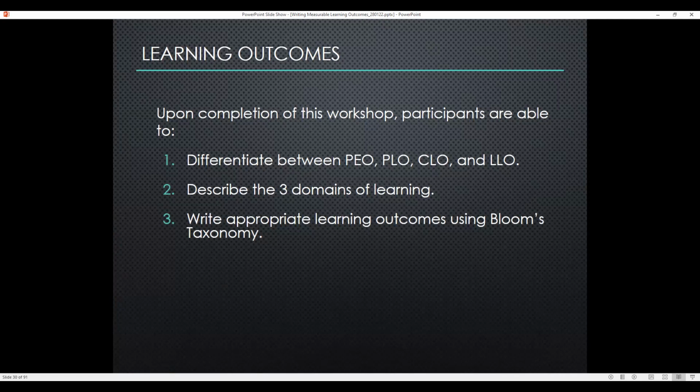So these are our learning outcomes that we have set out for today. So we talk about PO, PLO, CLO, and LLO just now. Can you remember what is PO? Can somebody tell me what is PO? Program educational objective. Okay, and what is PO for?